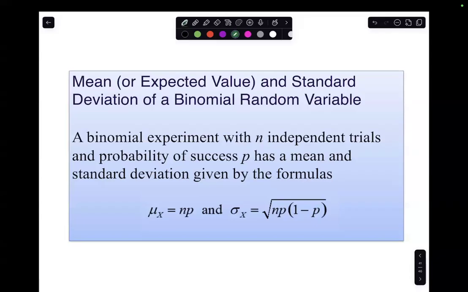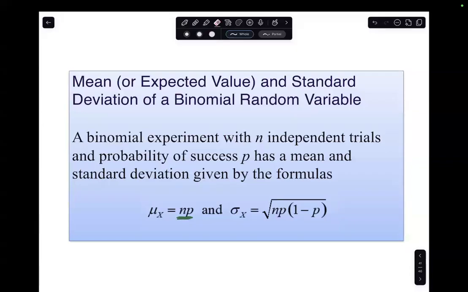So the expected value of a binomial random variable is super easy. You take the number of trials and multiply it by the probability. So that's what our mean is for a binomial random variable, or expected value. Mean and expected value mean the exact same thing here.